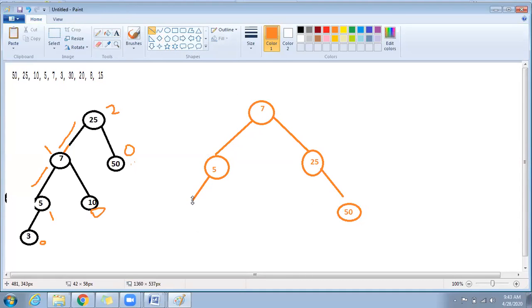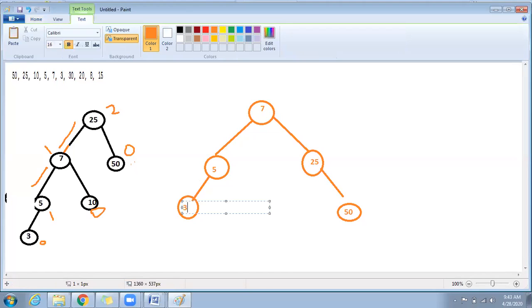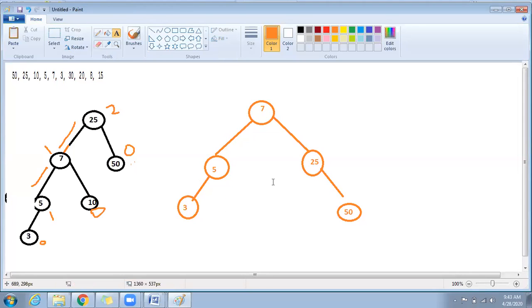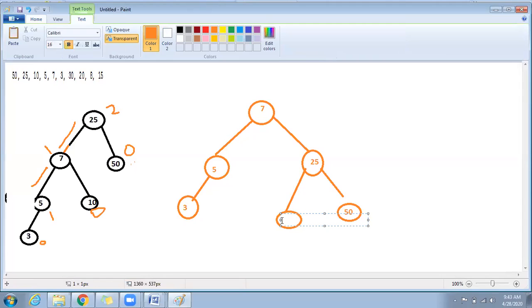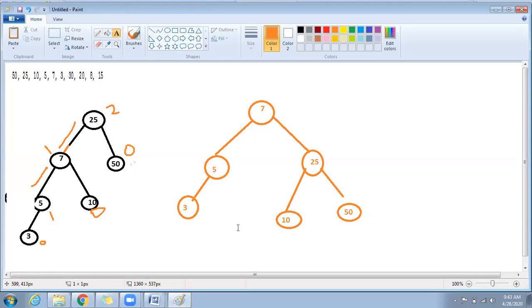So 3, what is the next element? 10. Okay. Now where I should insert 10? Can anyone tell? Left of 25. Very good. Left side of 25. This is what that diagram explains. If any subtree, you have to include here. That's all. Understood, everyone?